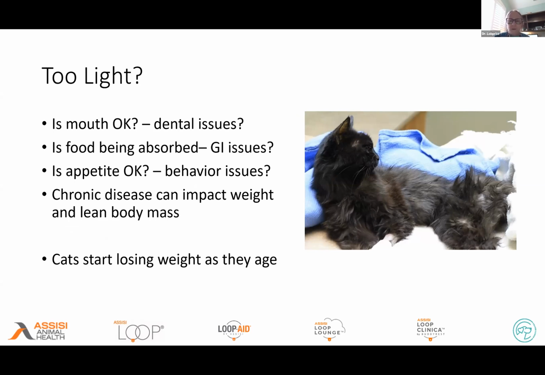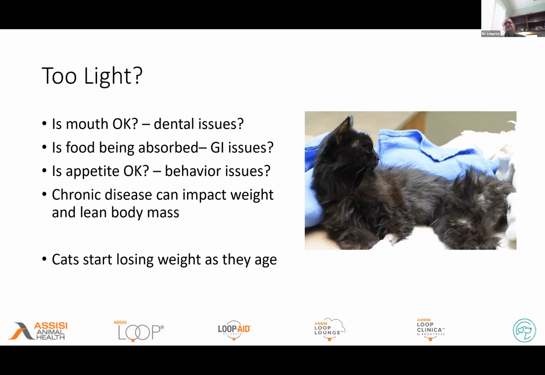Could it be behavior issues? Have they forgotten where their food bowl is? Have they lost a little bit of their sight, hearing, and maybe even smell? The thing of it is, when we start losing weight excessively, especially the muscles down the spine, the lean body mass, that can be an indication that we have some significant disease: heart disease, kidney disease, even cancer.